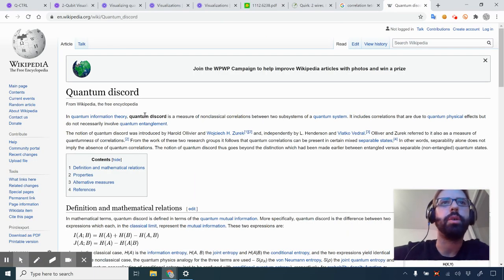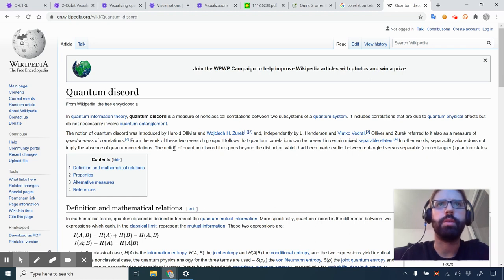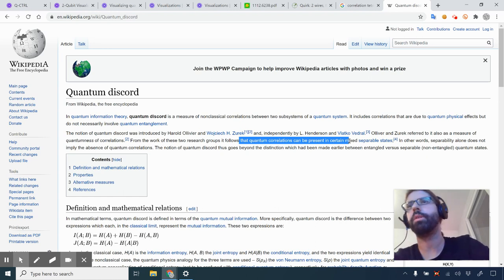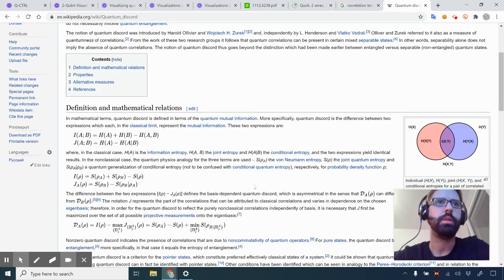In quantum information theory, quantum discord is a measure of non-classical correlations between two subsystems. It includes correlations that are due to quantum physical effects, but do not necessarily involve quantum entanglement. A notion of quantum discord was introduced by blah, blah, blah. It follows that quantum correlations can be present in certain mixed separable states. In other words, separability alone does not imply the absence of quantum correlations. The notion of quantum discord thus goes beyond the distinction which we had. Okay.